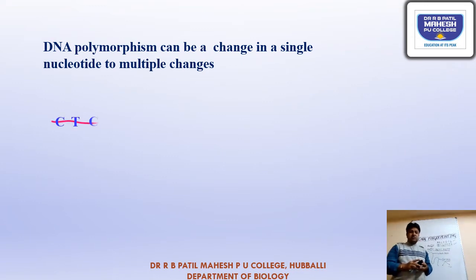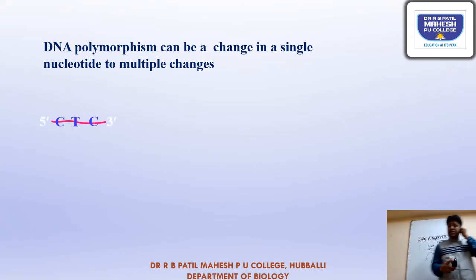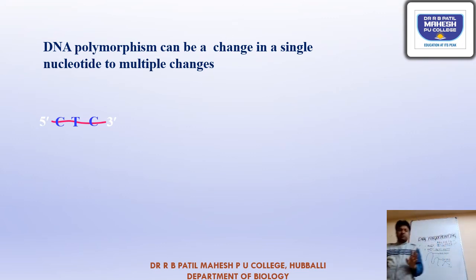So look at here. It may take place from a single nucleotide change to multiple changes. One nucleotide change can happen, or many nucleotide changes can happen. That results in DNA polymorphism. DNA polymorphism. Look at here.